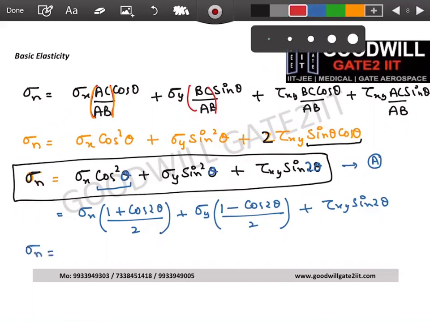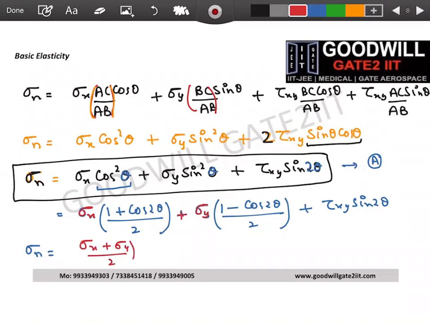I can simply write this: sigma x plus sigma y divided by 2 is my first term, plus, if you agree, sigma x by 2 minus sigma y by 2 into cos 2 theta. I'm writing it. Anywhere you feel you have missed the maths part or any step, I can repeat it. Plus tau xy sine 2 theta.